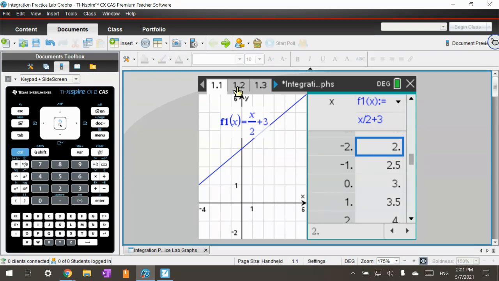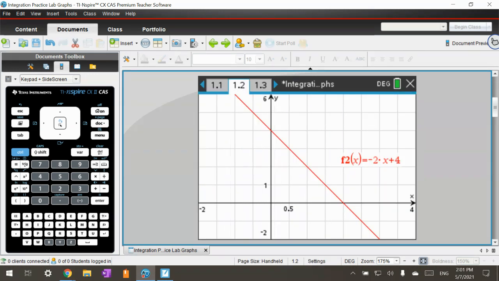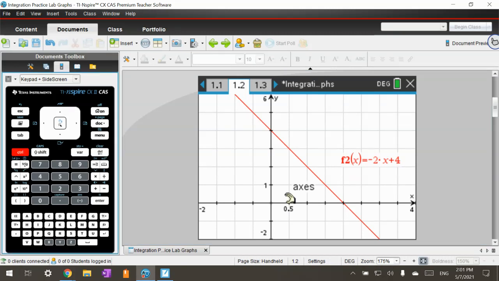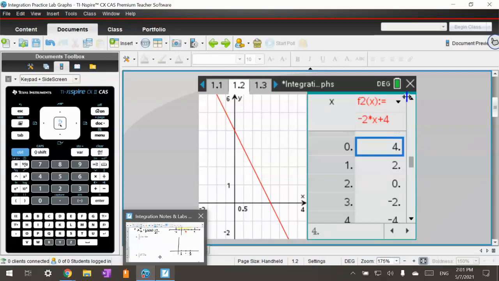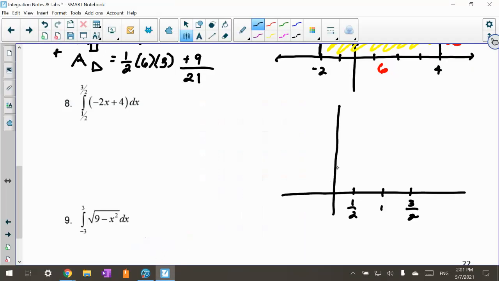So I'm going to go to the next graph. So here's this. So I'm looking from 1/2 to 1.5. So it's going to be another trapezoidal shape here. So if you hit Control T and get your tables here, I'm going to go back and look at 0 is 4, 1 is 2, and at 1/2 it's 3. So let's plot our points. So I've got 1, 2, 3. So at 1/2 it's 3. At 1 it's going to be 2. At 1.5 it's going to be 1.